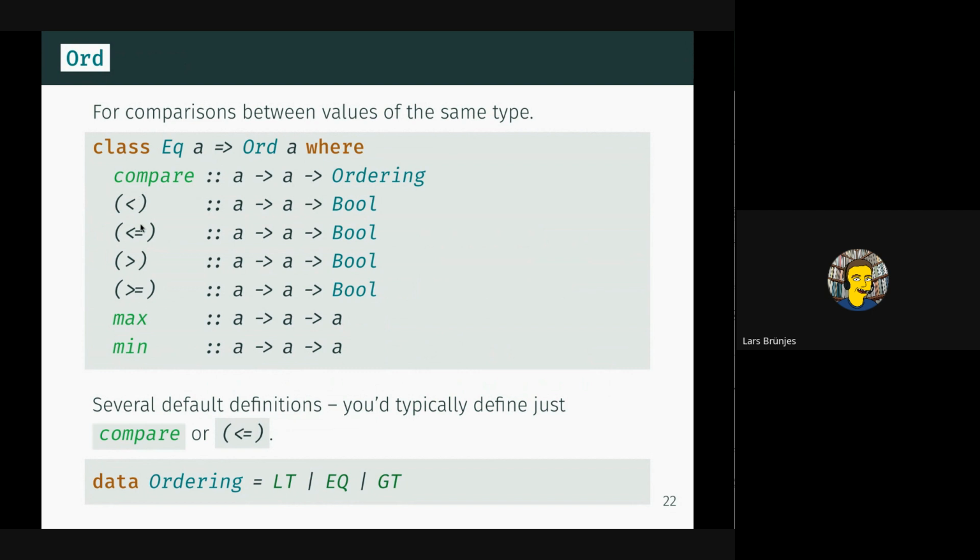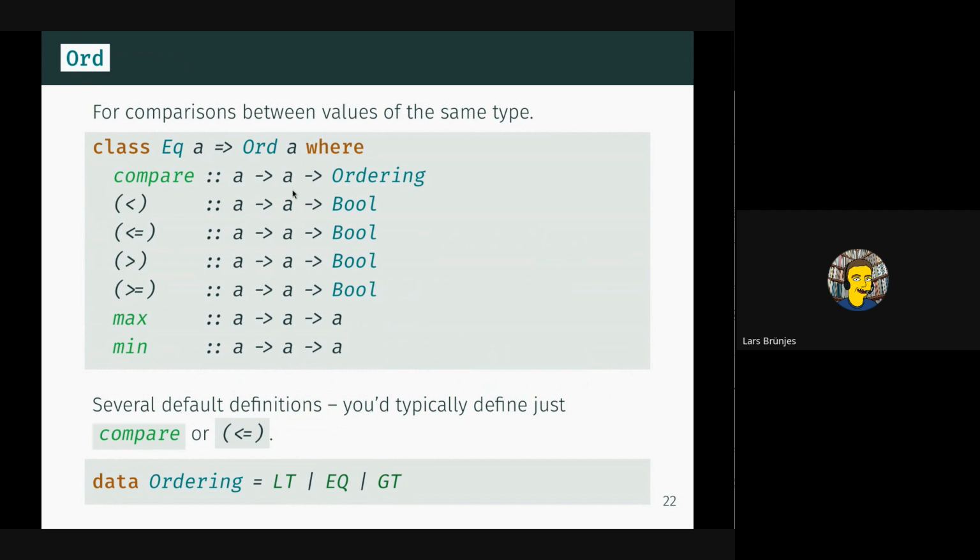I mean, we have the usual comparison operators, and there's also max and min, and there's compare. That looks a bit weird. We have two a's and it gives you an Ordering, and Ordering is defined like this. Ordering is a type with three values, LT, EQ, and GT, with the obvious meaning: less than, equal, greater than.